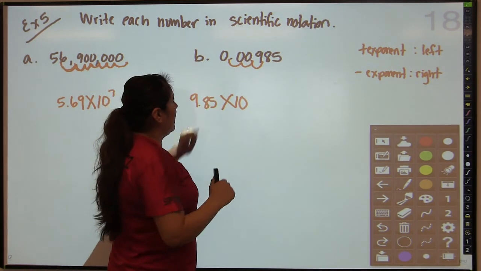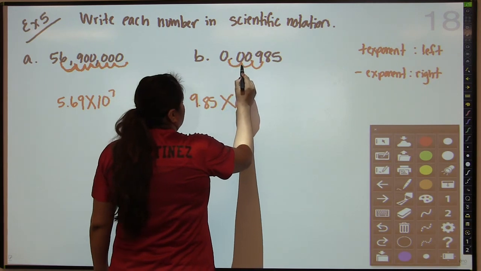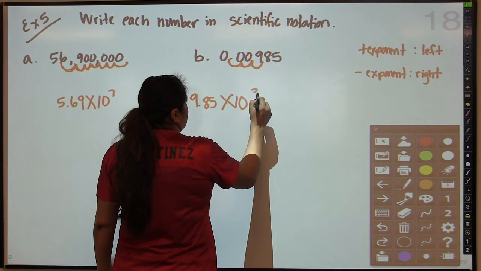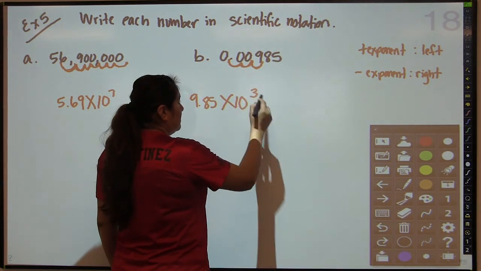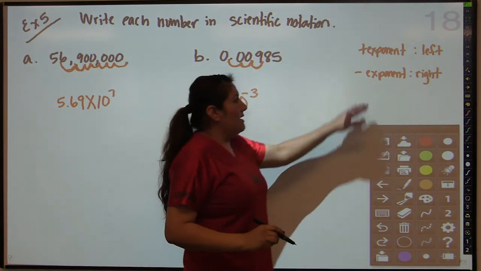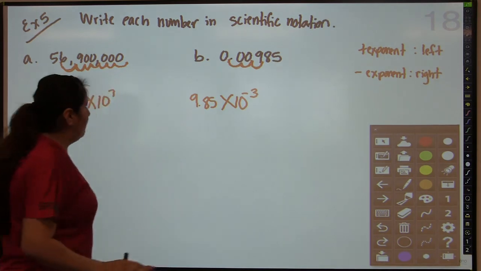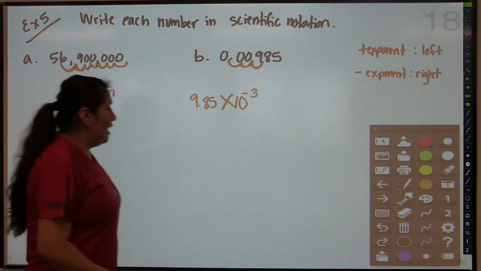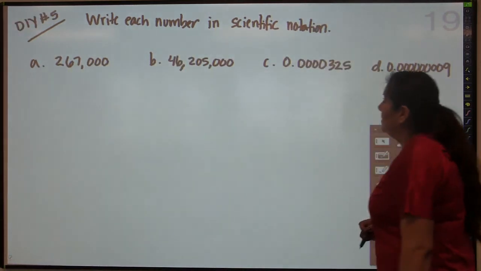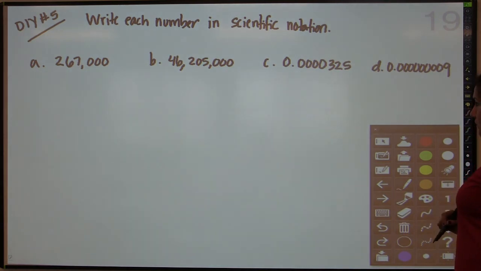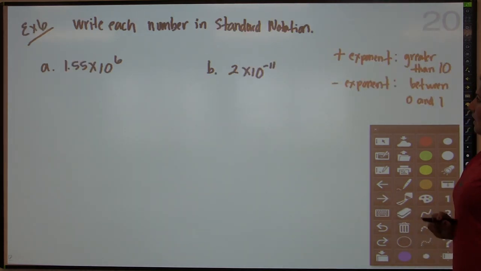And then I look at how many times that I moved the decimal. 1, 2, 3 times. But because I moved it to the right, it will be negative. So a negative exponent indicates that I moved my decimal to the right. I hope that that makes sense to you, because now you are going to be asked to write these numbers in scientific notation. All right. Now we're going to go backwards.